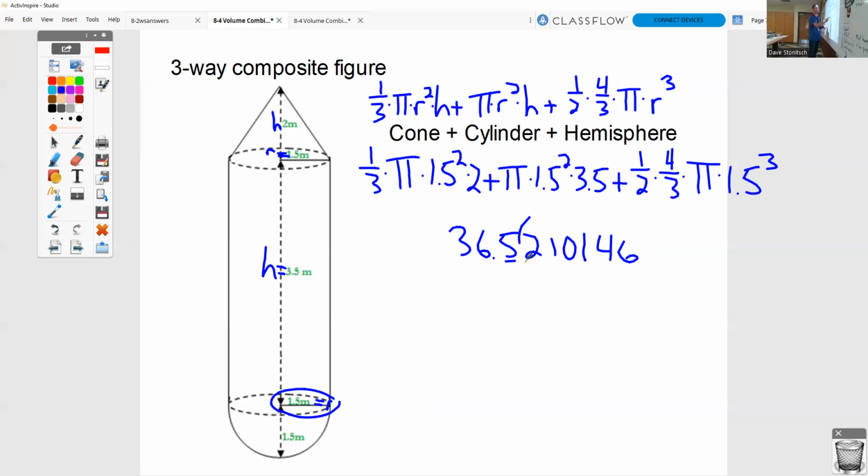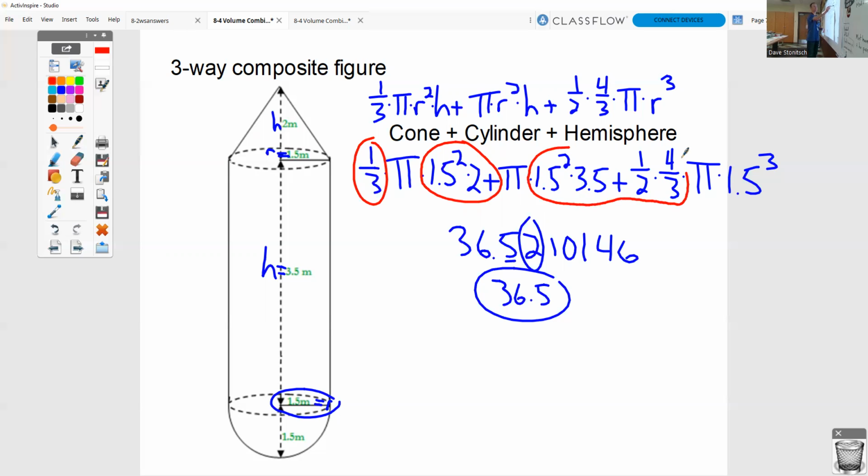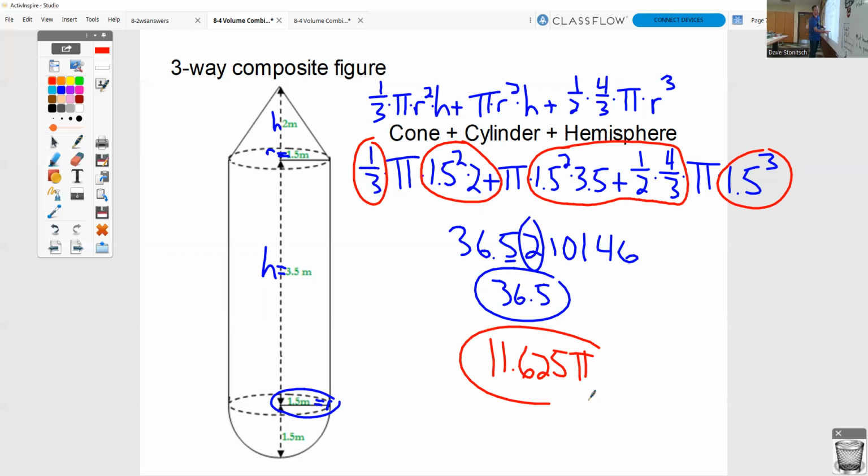36.5210146. 5 is in the tens place. You need to look at the number after it. That's 4 or lower, so that stays the same, 36.5. If you have to put it in terms of pi, you would type in everything except for the pi symbol. So you're going to type in everything that I circled in the red. Make sure that you put the plus signs in the appropriate spots. If you do that correctly, you should get 11.625 pi.